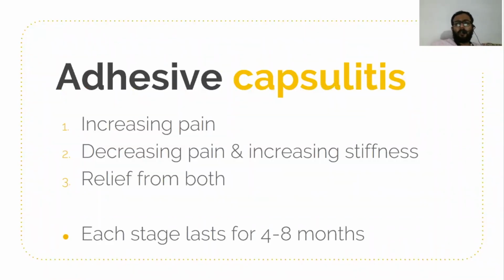Adhesive capsulitis includes a total of 3 stages. In the first phase, there is increasing pain. In the second phase, there is decreasing pain and increasing stiffness. And in the third phase, there is relief of both symptoms. Each phase lasts a total of 4 to 8 months. The problem with adhesive capsulitis is that whenever the patient is not doing rehabilitation, there is complete loss of range of motion. Our aim is to preserve the range of motion by doing rehabilitation.